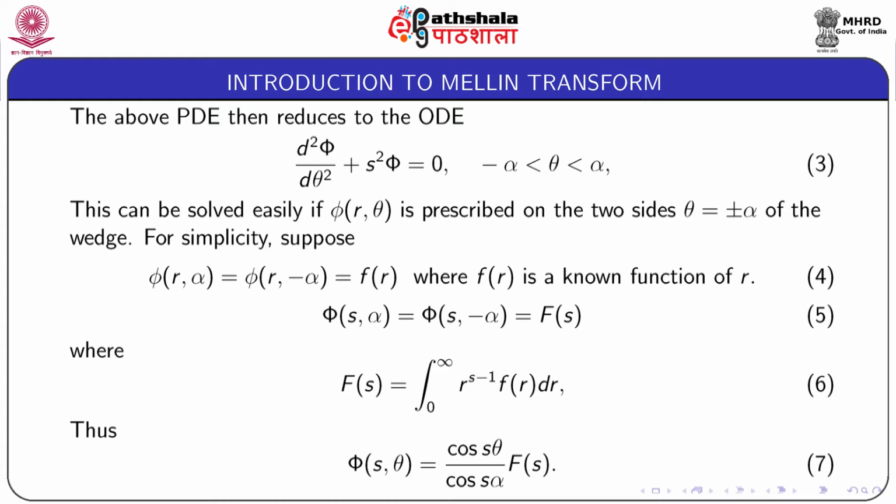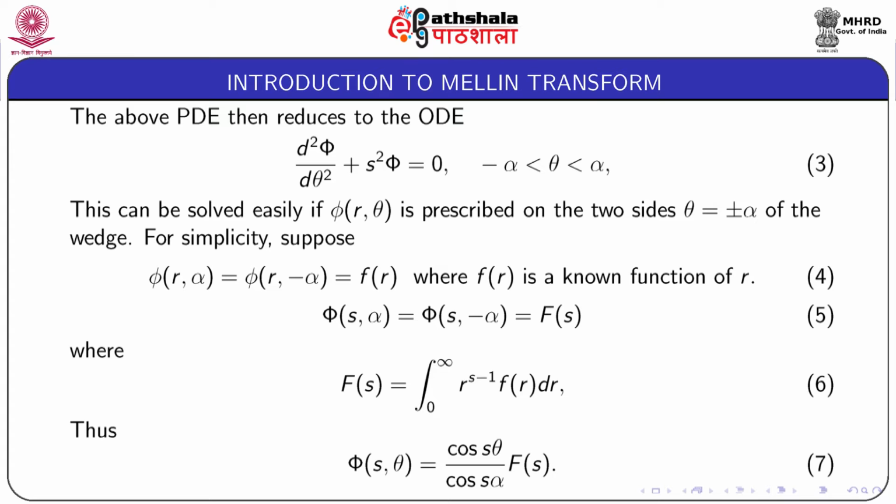So, with this simplification, the given partial differential equation 1 reduces to the ordinary differential equation d2 capital phi d theta 2 plus s square capital phi equal to 0, where theta lies in the interval minus alpha to plus alpha as given in equation 3. Now, this ordinary differential equation can be solved easily if small phi r theta is prescribed on two sides of the wedge, that is theta equal to plus minus alpha, and for simplicity we assume that phi r alpha equal to phi r minus alpha equal to some known function f r.